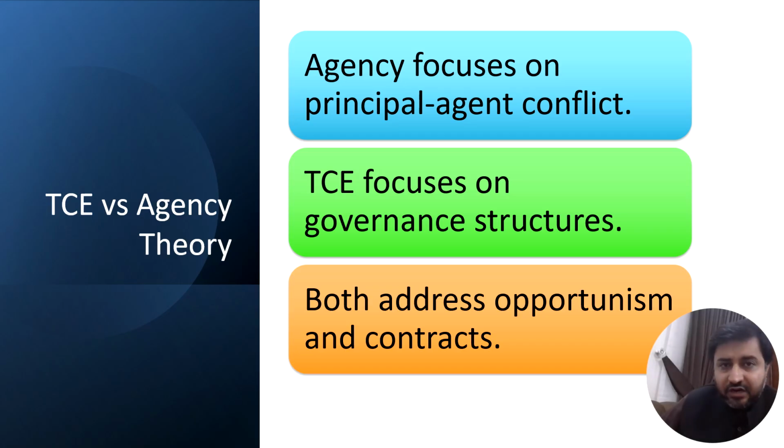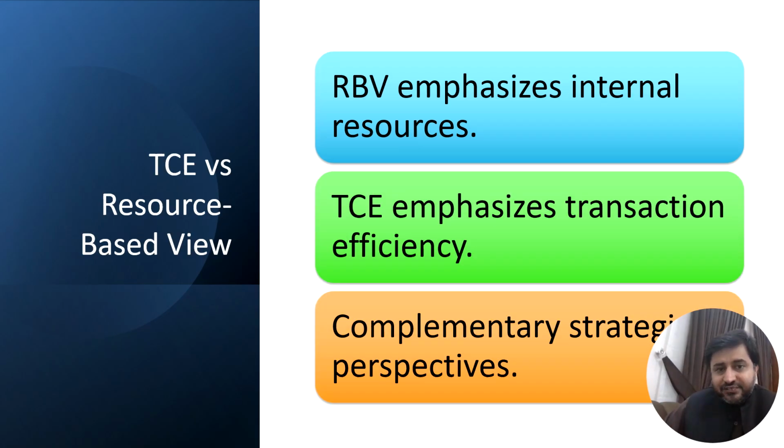TC versus agency theory. Our 44th lecture was about agency theory. Agency theory was focusing on the principal-agent conflict, where the principals are the owners of a company and the agent is the manager. What happens when a manager starts pursuing his own interest? Then definitely the company suffers. That we studied in agency theory. TC focuses on the governance structure, how you govern your company. Both address opportunism and contracts. In agency theory we do the same thing, and in TC we also do the same thing.